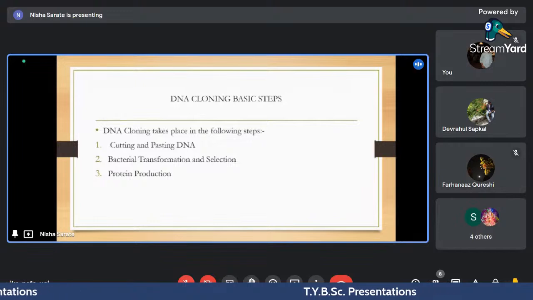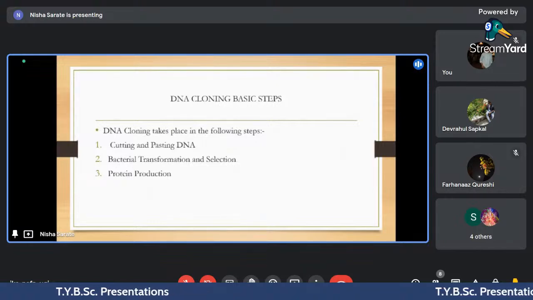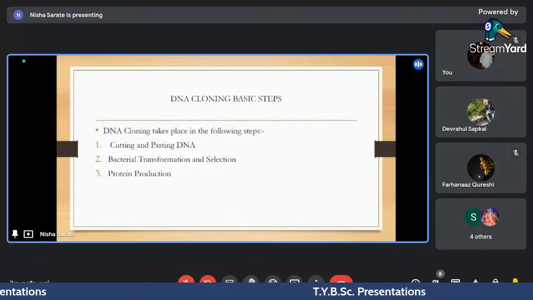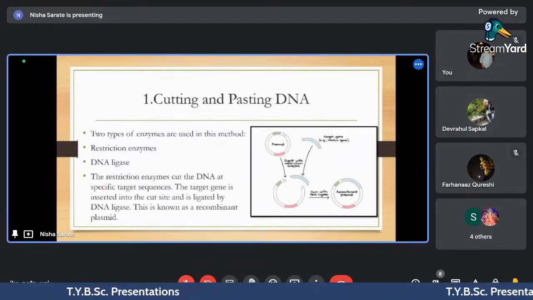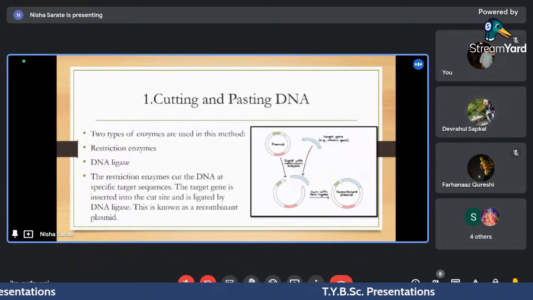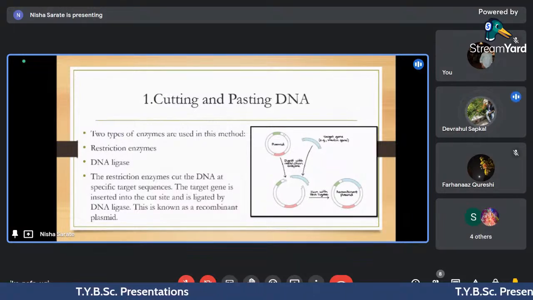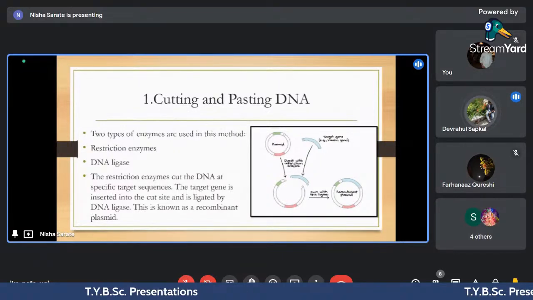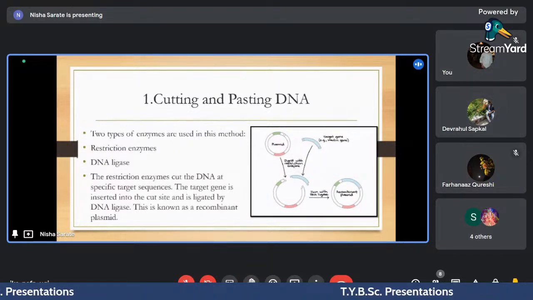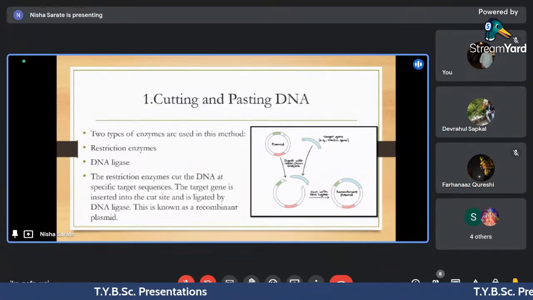These copies are known as clones. So DNA cloning's basic steps. DNA cloning takes place in three steps: cutting and pasting DNA, bacterial transformation and selection, and the third step is protein production. So the first step is cutting and pasting DNA. Two types of enzymes are used in this method: restriction enzyme and DNA ligase. The restriction enzymes cut the DNA at a specific target sequence. The target gene is inserted into the cut site and it's ligated by DNA ligase. This is known as a recombinant plasmid.